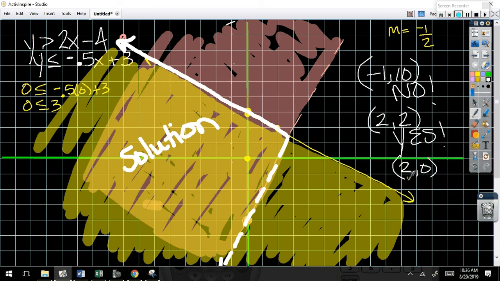Oh, why? That time the line is dashed, which means it does not include that. Does this make sense what we're doing? Okay, (2, 0) is here. That's on the dashed line. Any point in this area, and it goes on forever, right? Does that make sense, Sarah?